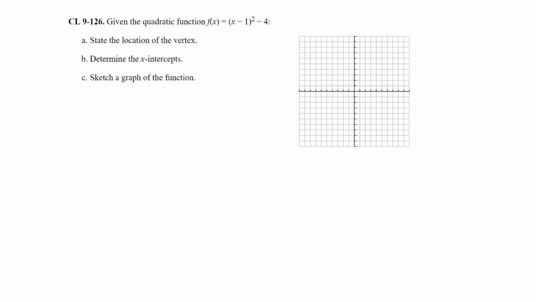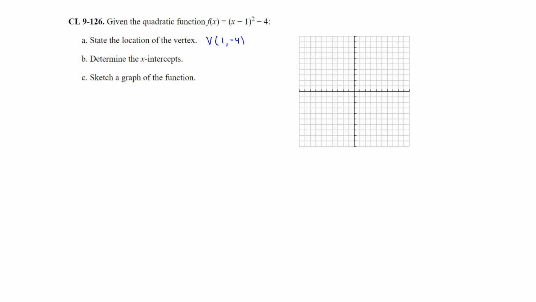Question 126, given the quadratic function f of x equals (x minus 1) squared minus 4, state the location of the vertex. Well, this one's in graphing form or vertex form, so remember x minus, this represents your x coordinate. It's the opposite of negative 1, so the vertex would be at 1, comma, and then the part at the end is the y coordinate, which is negative 4. So we know the vertex is at 1, negative 4.